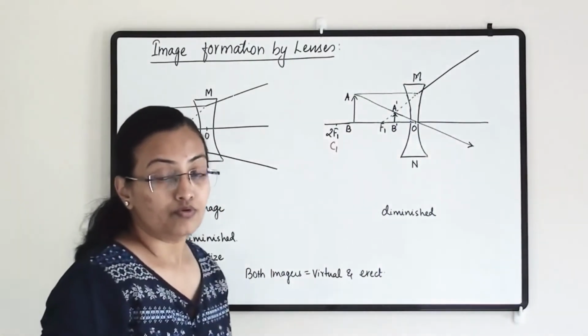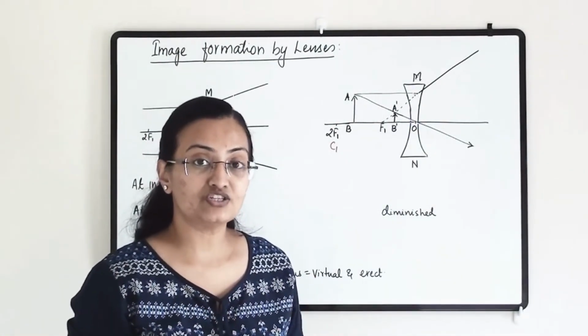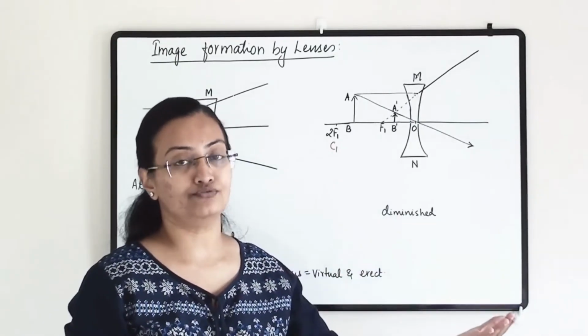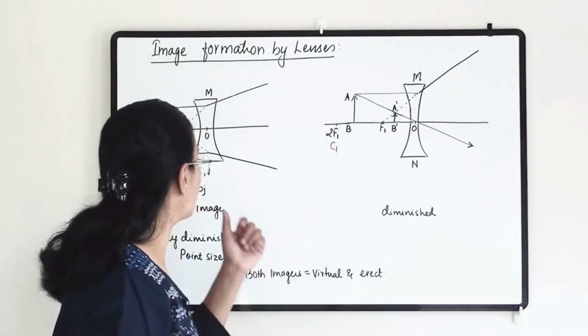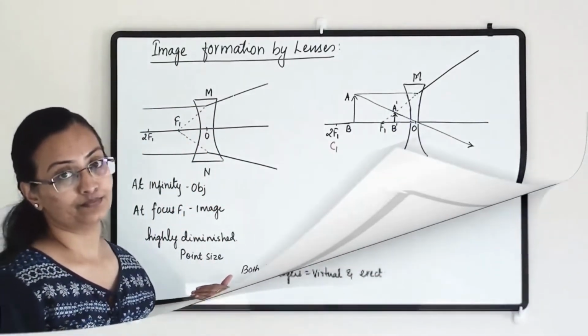So from the convex lens and the concave lens, we are getting images differently. From convex lenses, we get the image on the other side of the lens, whereas in the concave lens, we get the image towards the same side of the lens.